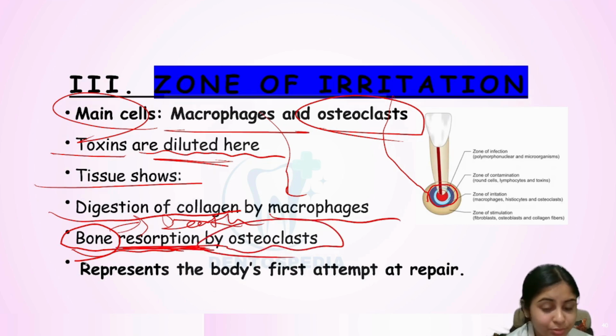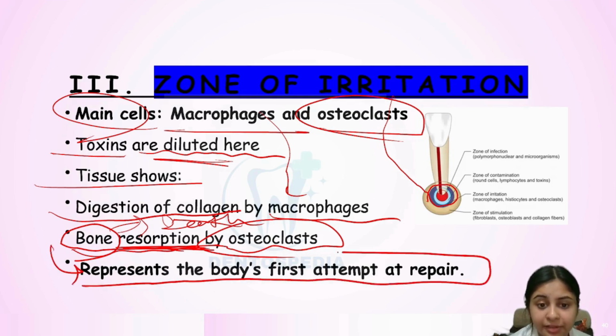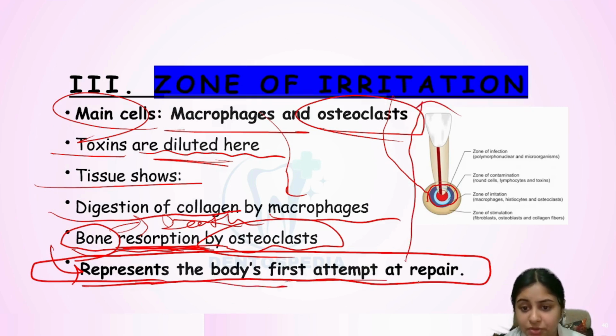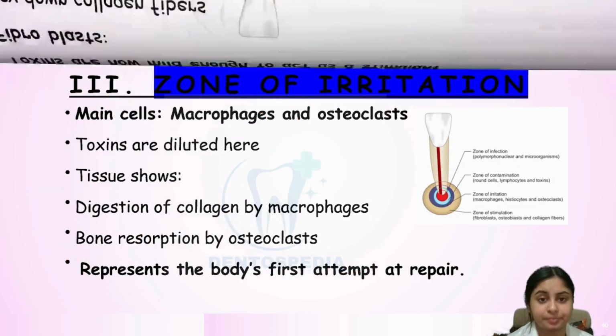So here the zone of irritation represents the body's first attempt at repair. It is very important. This third zone, the zone of irritation, represents the body's first attempt to repair. So we can see how the macrophages and osteoclasts resorb the old tissue, but it is also the first attempt to repair.